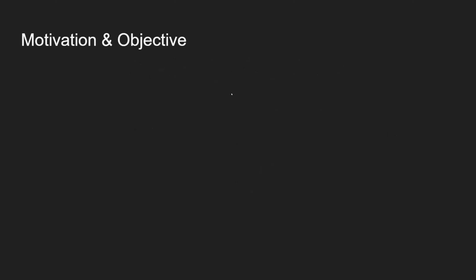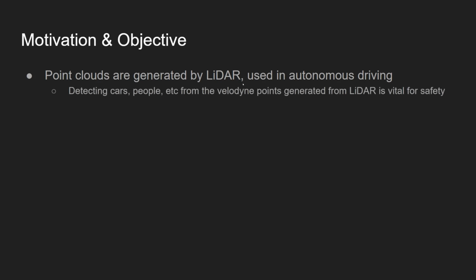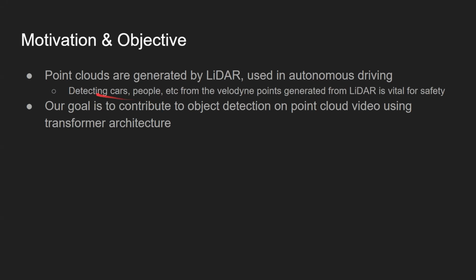As a recap for the motivation and our objectives for this project, we're working with point clouds. Point clouds are typically generated by a system called LiDAR, and it's very often used in places such as autonomous driving, especially in low light conditions. They want to detect cars, people, and different objects like that from the point clouds generated by LiDAR, and we want to do it accurately and quickly. So our goal is to contribute to object detection on point cloud video using a transformer architecture.